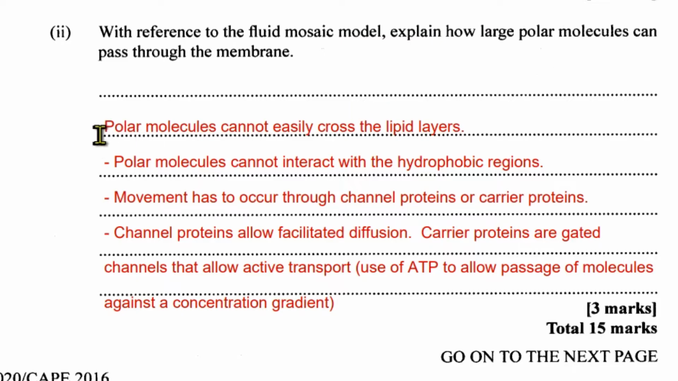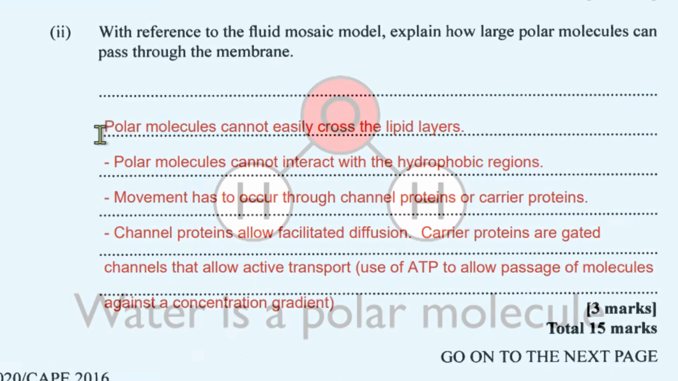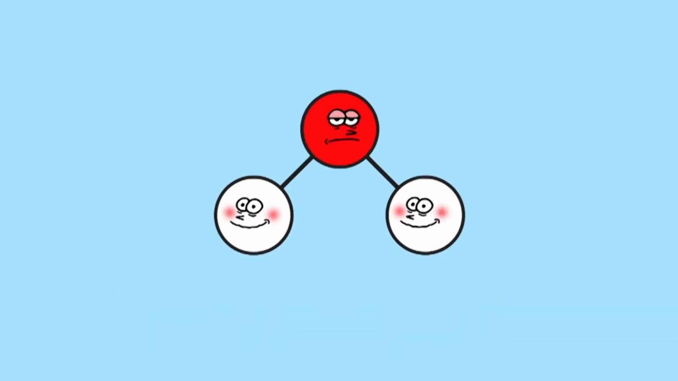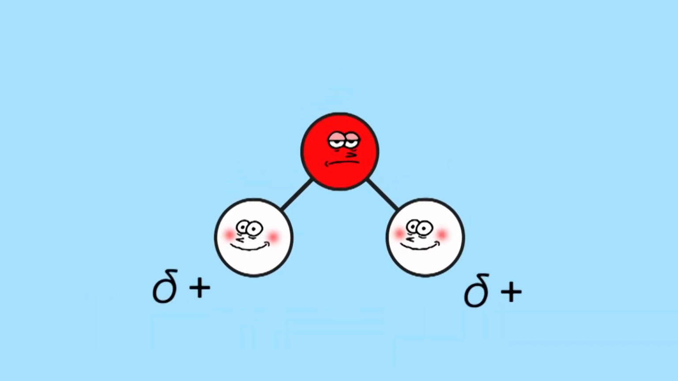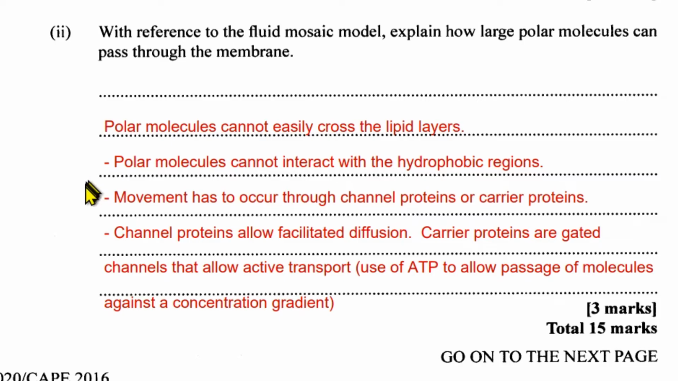So polar molecules cannot easily cross the lipid layers. Polar molecules cannot interact with the hydrophobic regions. These would be the fatty acid tails. And usually movement has to occur through the channel proteins. Think of channel proteins as little tunnels that would allow passage of larger molecules like glucose and mRNA.